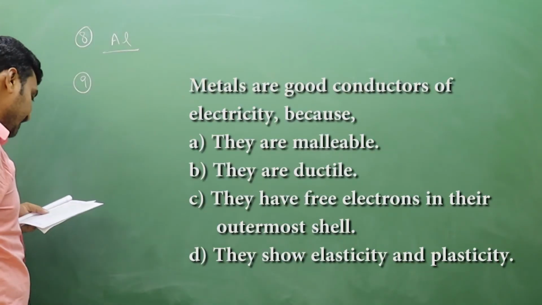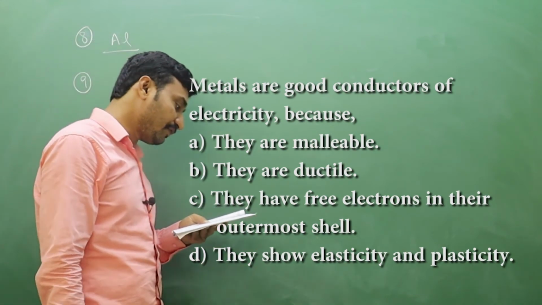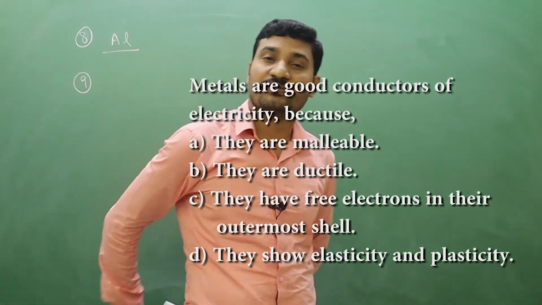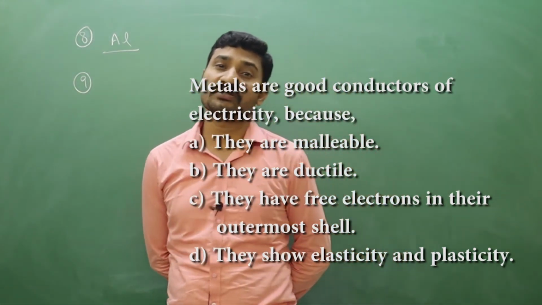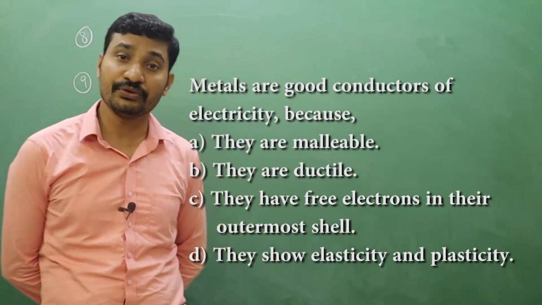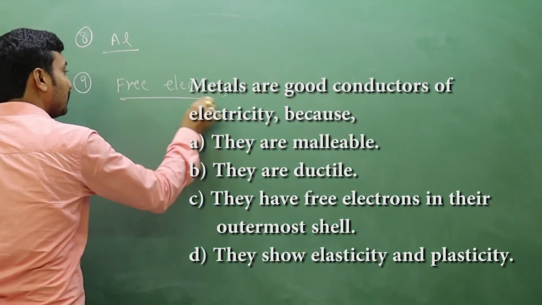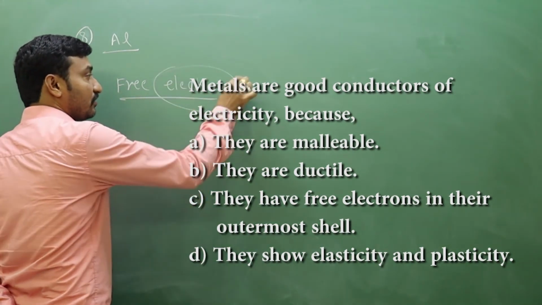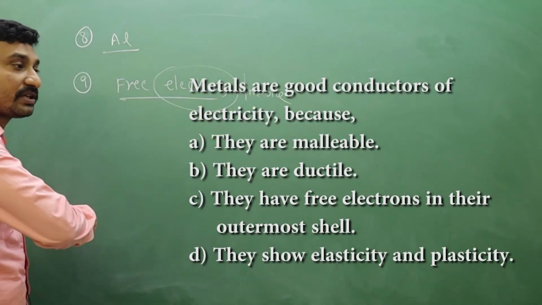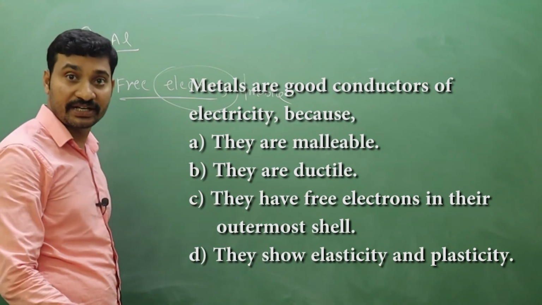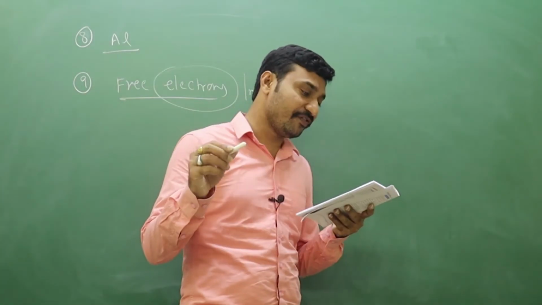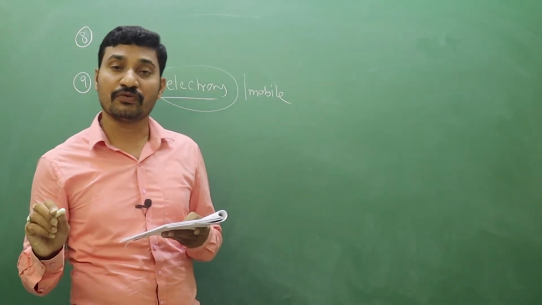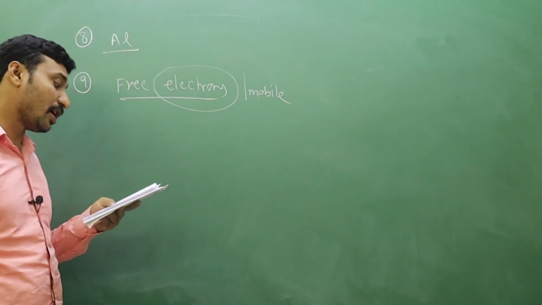Question number 9: metals are good conductors of electricity because. We already discussed that metals are good conductors of electricity. The reason is that they have free electrons. Mobile electrons are free electrons, and the electrons carry electricity in metals. So they have free electrons in the outermost shell. That is the right answer, option C.